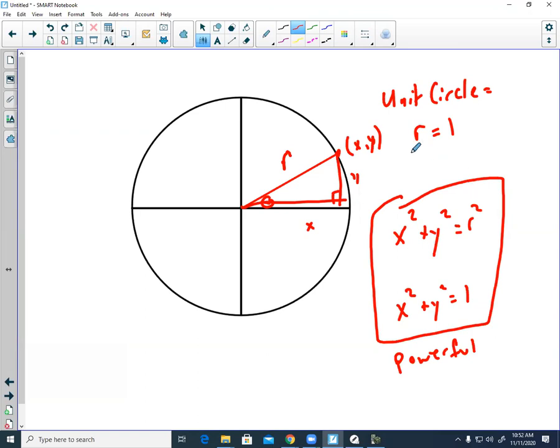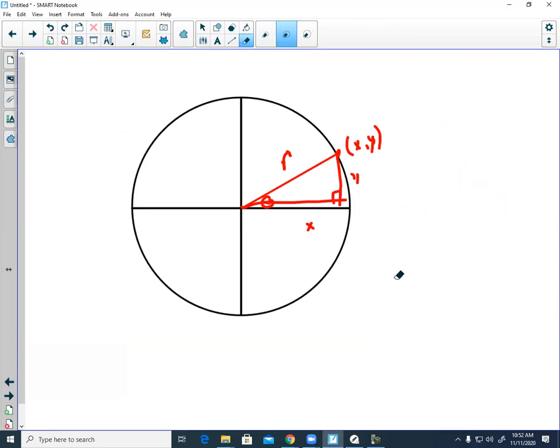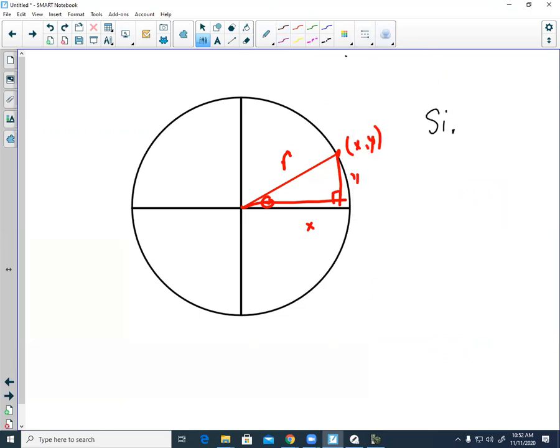So now, keeping on that same exact thought process, if I talk about sine and cosine, just like I did on the first page, sine of this angle, sine of theta, would be the opposite over the hypotenuse, right? So sine of theta equals the opposite, which is y, over the hypotenuse, which is r. Cosine of theta would be the adjacent, which is x, over the hypotenuse, which is r.